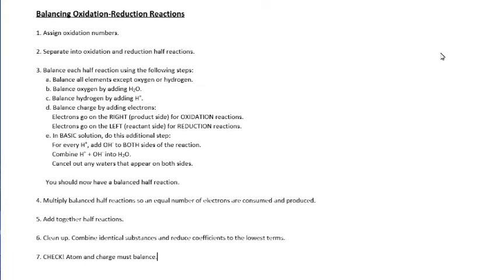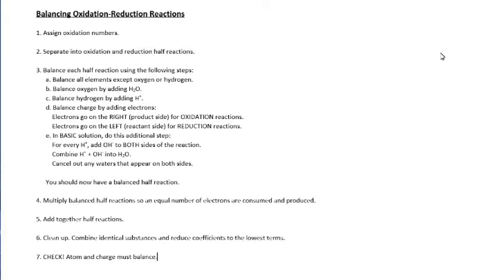Next, you want to go ahead and consider basic conditions. So if you were in acidic conditions, you would be done after adding the hydrogen ions. However, if you're in basic solution, you need one additional step. You need to add the hydroxide ion to whichever side has the hydrogen ions. So if you have 6 hydrogen ions on one side, you want to add 6 hydroxide ions in order to neutralize this and turn it into water.